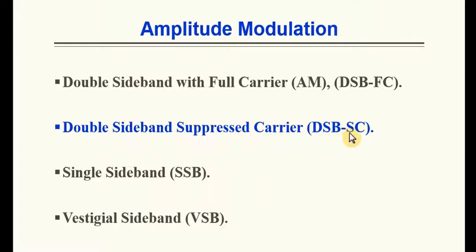So in DSB-SC, or double sideband suppressed carrier, the transmitted power is saved through the suppression of the carrier wave or carrier signal, but it still suffers from the channel bandwidth, as the channel bandwidth requirement for the DSB-SC is the same as for the AM modulation.